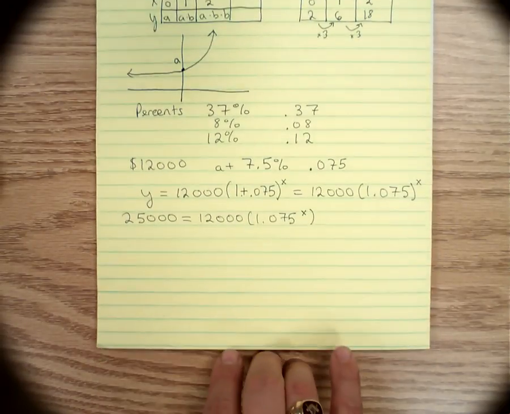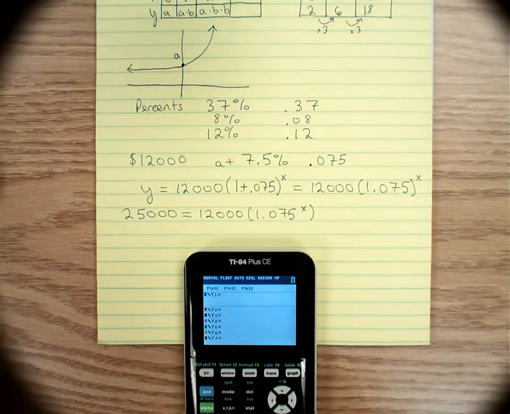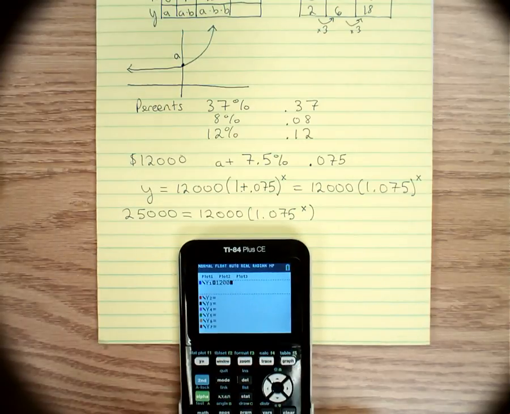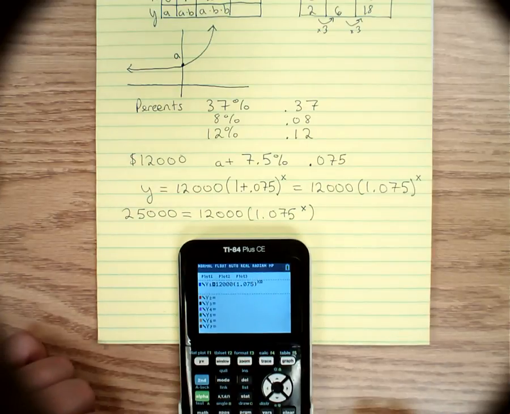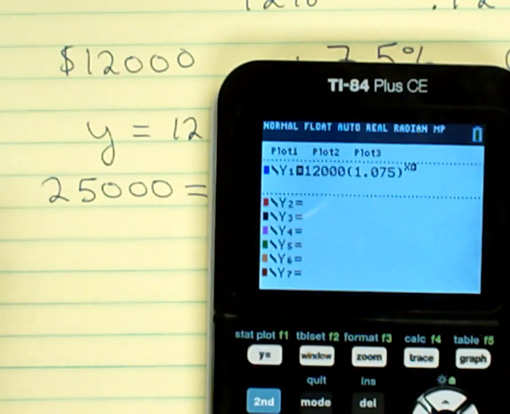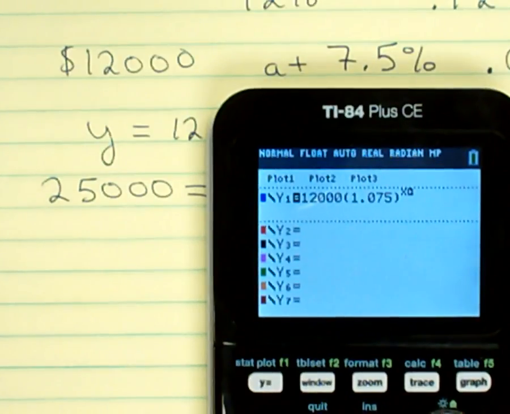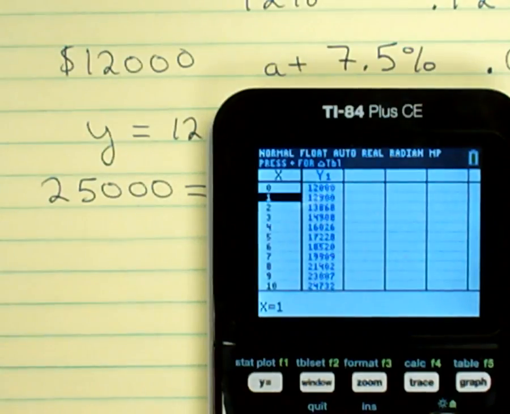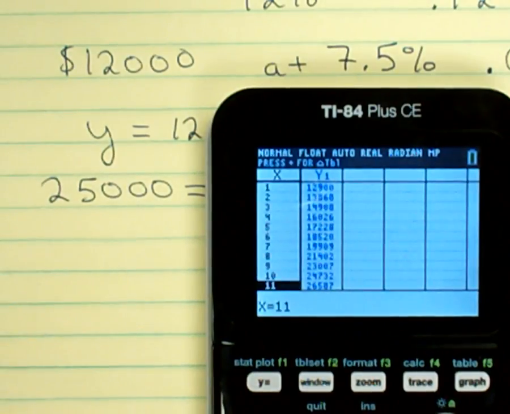So to do that, we need to use our table. So I have to put in that 12,000 times 1.075 to the x in my y equals. All right, does everyone see that I did that? Okay, so now I want to know when that equals 25,000, right? So what should I go to? Should go to my table. So I have to just arrow down and see around when it hits 25,000.